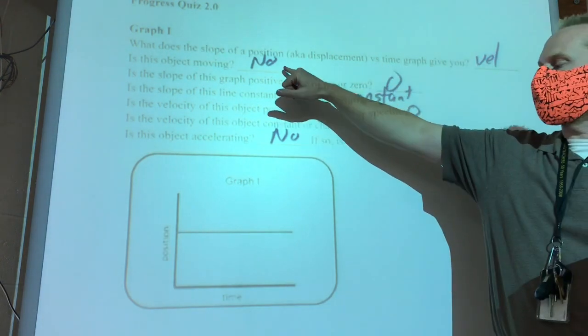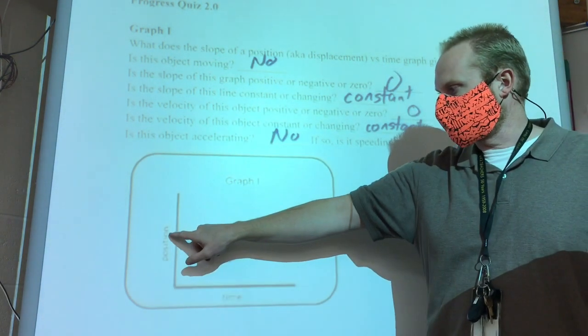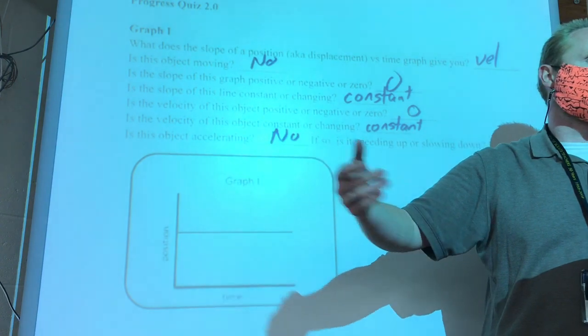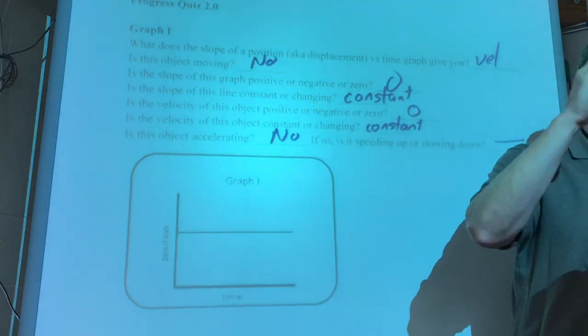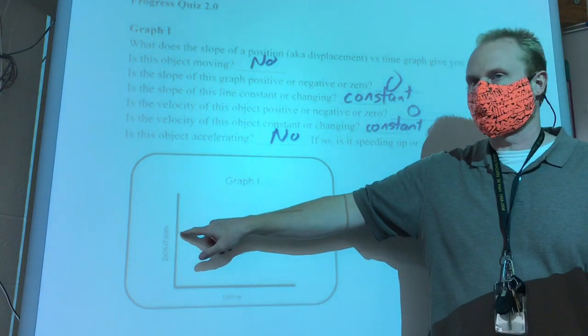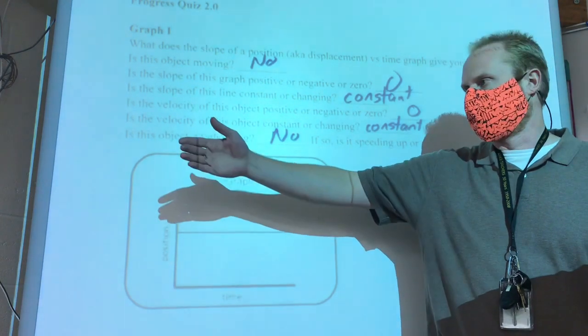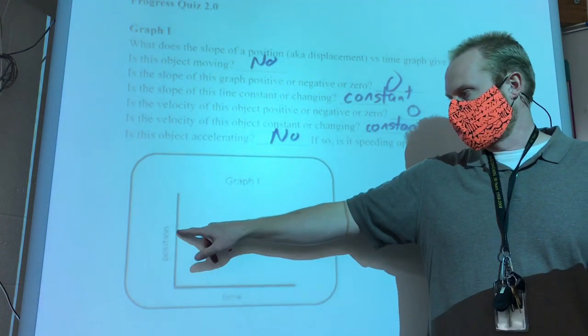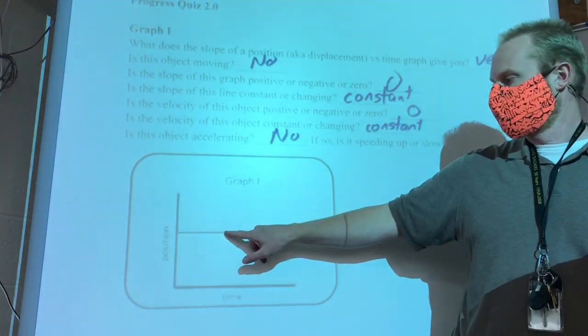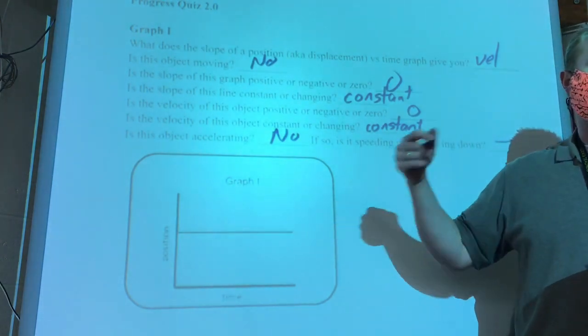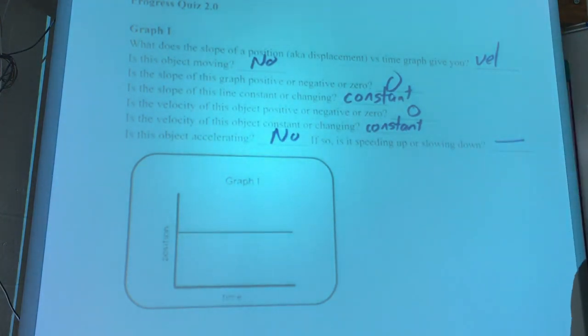Is the object moving? The answer is no, and the reason is this is some position, and I don't know what that position is. It might be 5 meters, it might be 10 meters, it doesn't matter. It's some distance away from some starting position. The wall is 0, I'm at 2, I'm at 2, I'm at 2. My position didn't change, therefore I didn't move. That's one way you can determine that you didn't move.